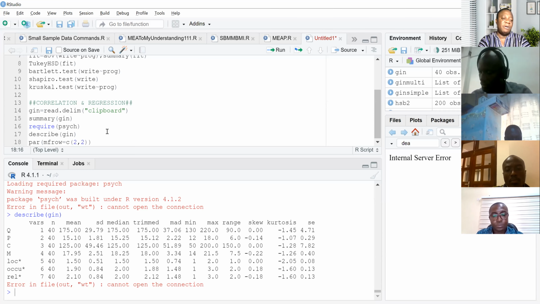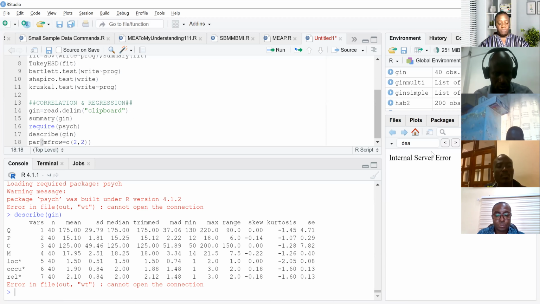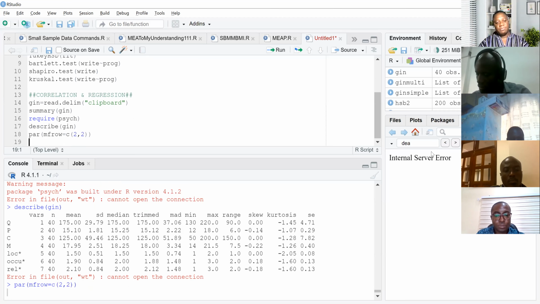Just type what I've typed, I will explain. What it means is that you want to draw a graph, and eventually you want the graph to show four items: 2 rows, 2 columns. That's what I've done there. So let's run that. I've just run that. And so now let's do the first graph.